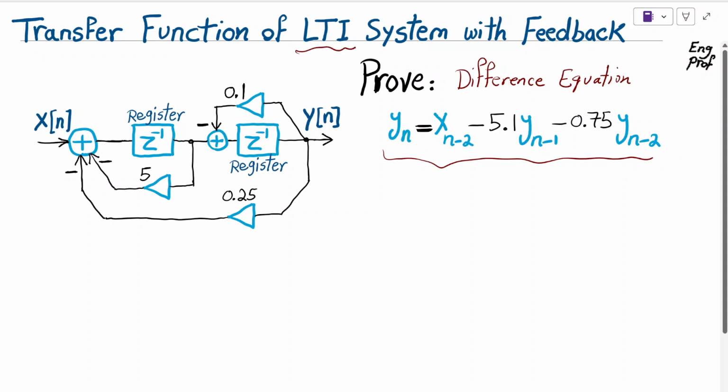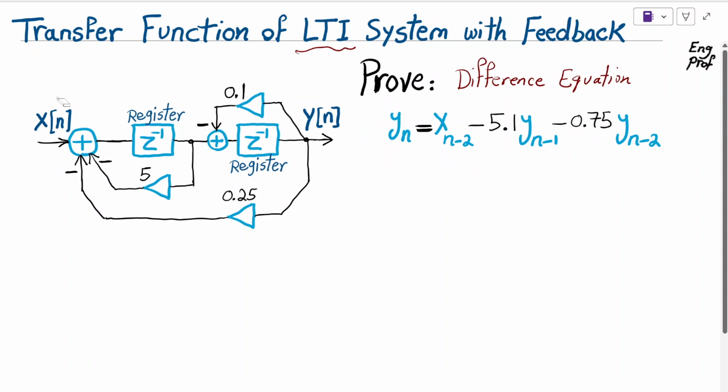The reason it's LTI is because, as you can see, the operation is just based on add and subtract and some delays that are realized with registers. The equation says the current output sample coming out of the system equals x of n minus 1, or basically 2 samples delayed of input samples, minus 5.1 y of n minus 1, minus 0.75 y of n minus 2.